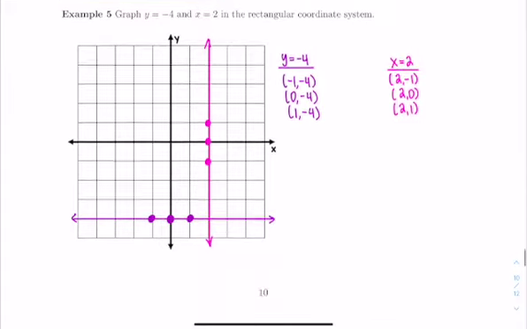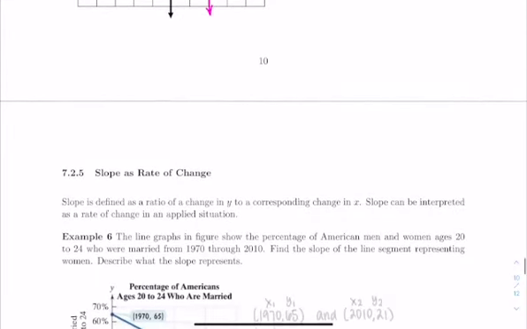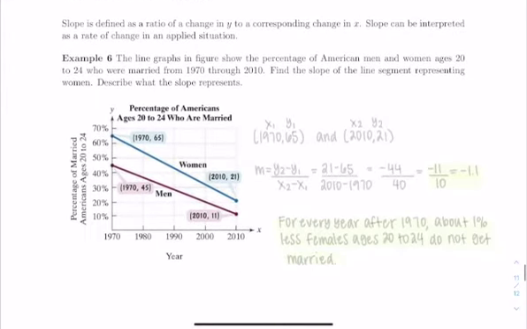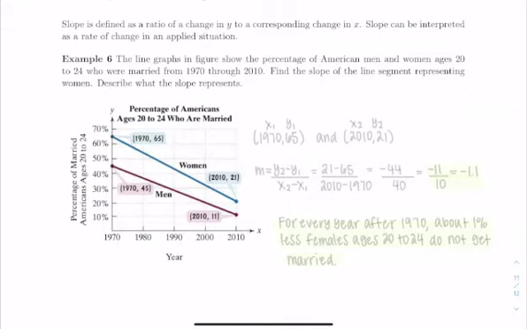Slope is defined as a ratio of a change in y to a corresponding change in x. Slope can be interpreted as a rate of change in an implied situation. So let's take a look at the last example. The line graphs in the figures show the percentage of American men and women ages 20 to 24 who were married from 1970 through 2010. Find the slope of the line segment representing women and describe what the slope represents.